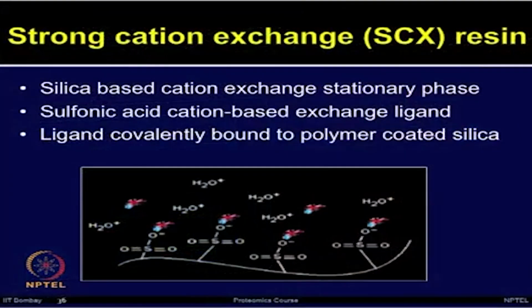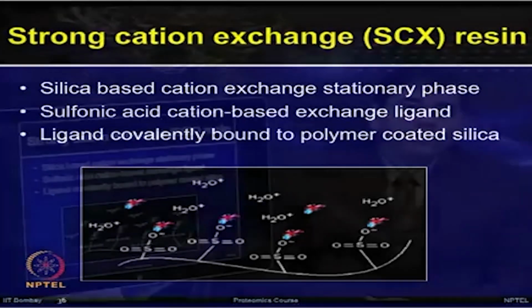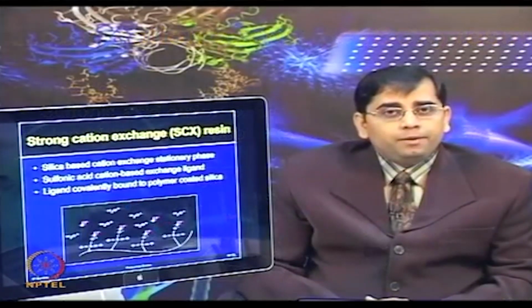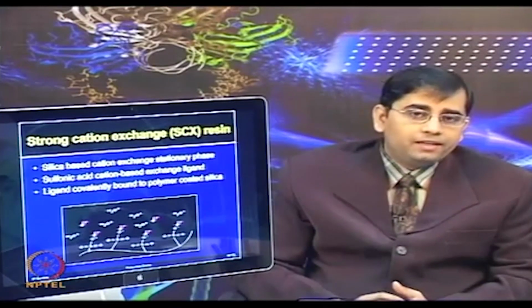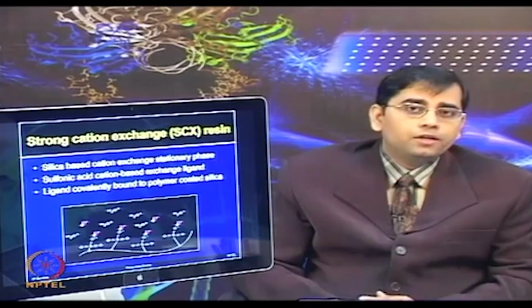Let us now talk about strong cation exchange or SCX chromatography. SCX consists of a stationary phase matrix, which is made up of negatively charged sulfonic acid groups, which bind the oppositely charged peptide molecules. These molecules can be eluted out using a positively charged mobile phase, which binds the analyte molecules more firmly.